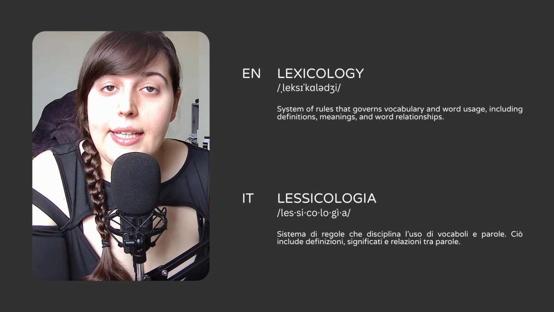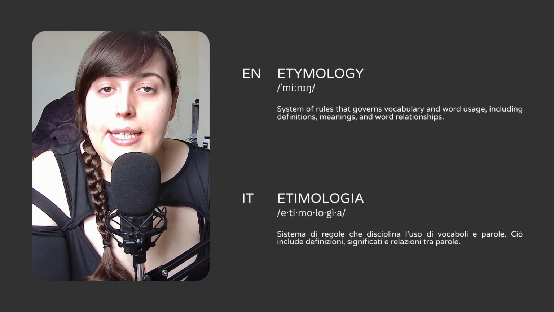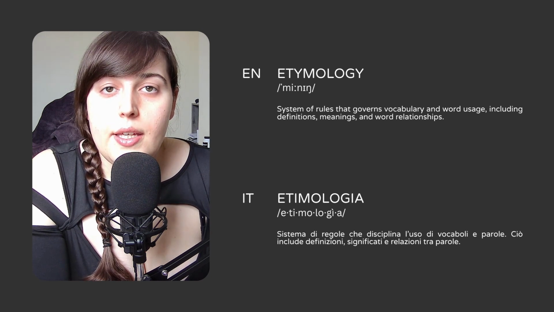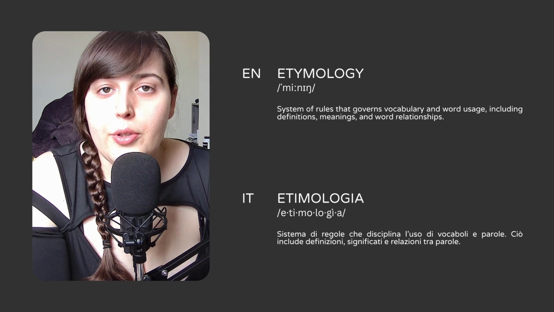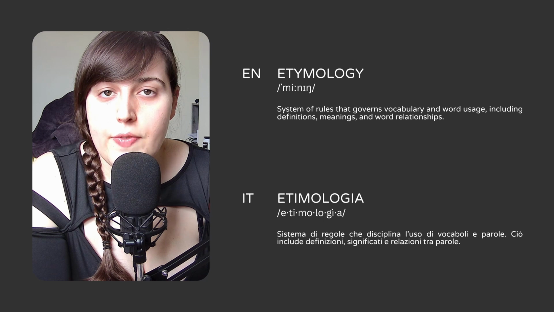And finally, etymology. Etymology, in Italian etymologia, is the origin and history of words, including their development and changes over time. For example, the etymology of the word Italia, as explained in one of the previous videos. This YouTube series focuses on Italian phonology, morphology and syntax. At the same time, you'll learn about lexicon and etymology through other videos.